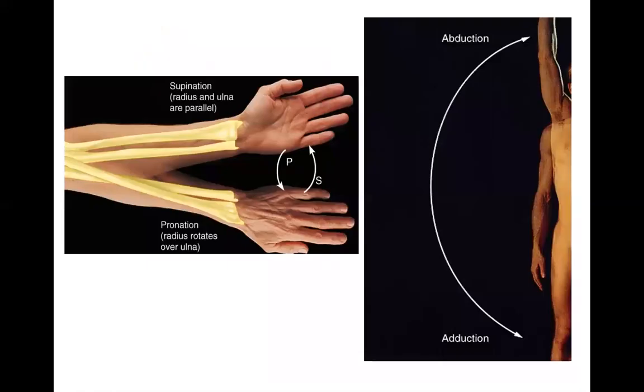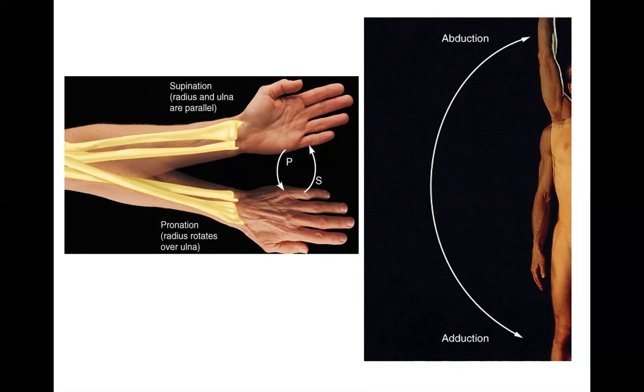And the other movement we have is abduction versus adduction. Abduction is moving the limb or structure away from the midline of the body. Adduction is bringing it back toward the mid-body. So if you are abducting your hand, you're moving it away from the body, and adducting it, you're bringing it back. Again, look at the word abduction. Abduction means taking something away.